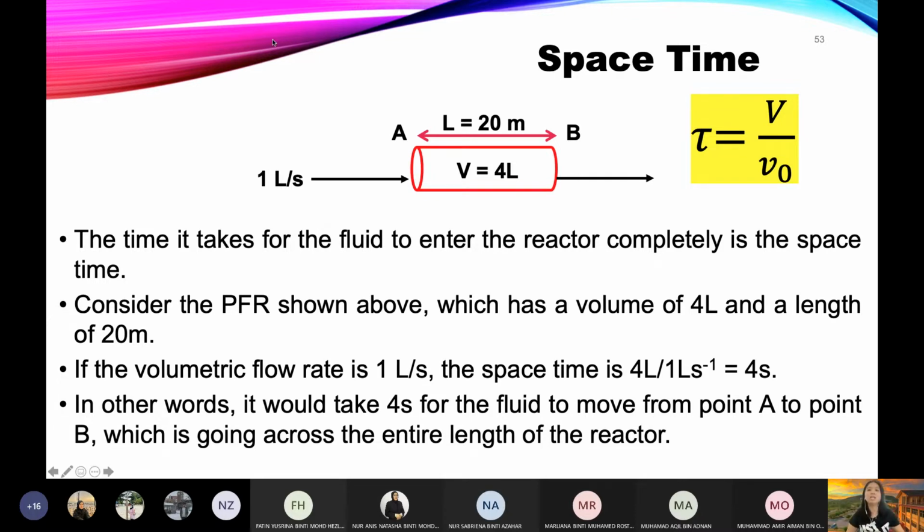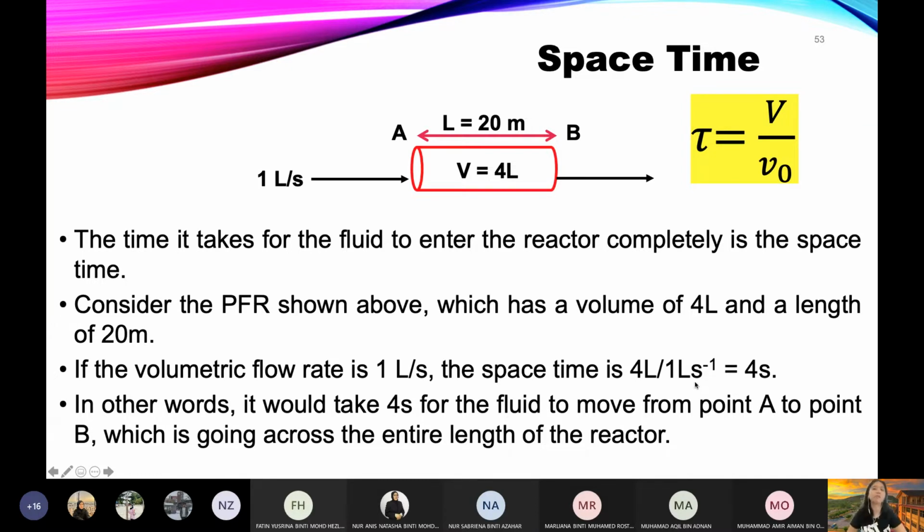So space time dia menjadi 4 liter volume reactor divide by volumetric flow rate, 1. So you get 4 second. 4 liter bahagi dengan 1 liter per second. Before I forget, kalau space time, mestilah unit dia, mestilah dimension dia time kan? So unit dia mestilah time: second, hour, day, minute. So kamu bayangkan 4 liter divided by volumetric flow rate 1 liter per second, you get 4 second.